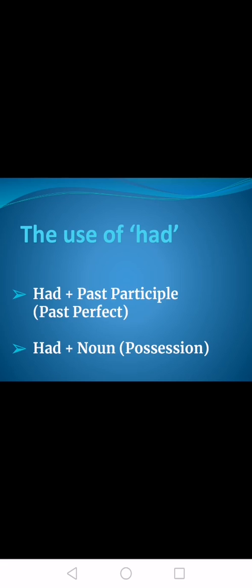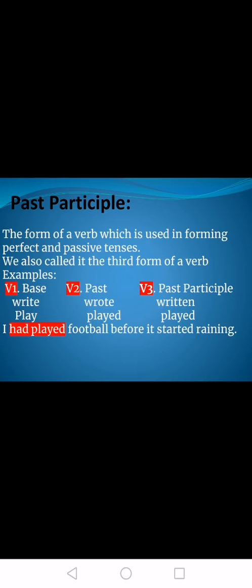Well, what is a past participle? So the past participle is a form of a verb which is used in forming perfect and passive tenses. We also call it the third form of a verb. You can see here in red V1, V2 and V3. We can also call it base verb. V means verb. Verb 1 means base verb. V2 is the past verb and V3 is the past participle. So it's been clear what is a past participle? A form of a verb which is used in forming perfect and passive tenses.